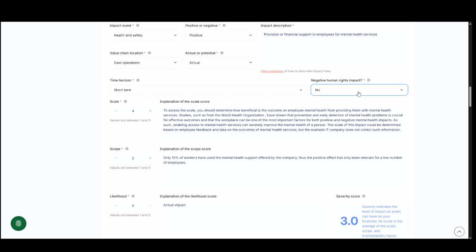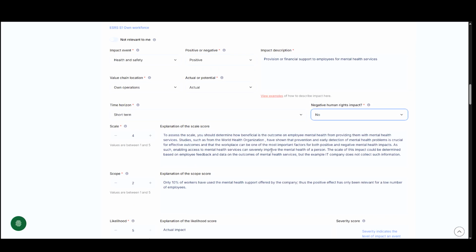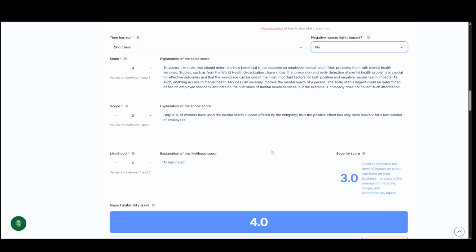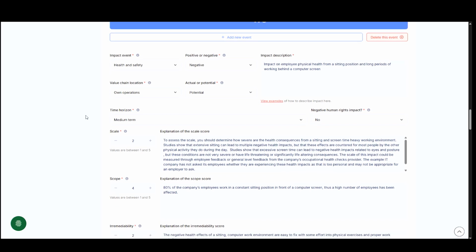But then we get to the actual assessment part. So as I mentioned, this blue impact materiality score is the final result that you will then base your material topics on. This is made up of 2 things, severity and likelihood. And severity itself is made up of 3 things, but this is a positive impact, so it only has scale and scope. But for negative impacts, it's 3 things: scale, scope, and irremediability.